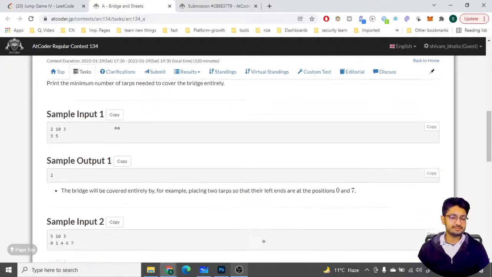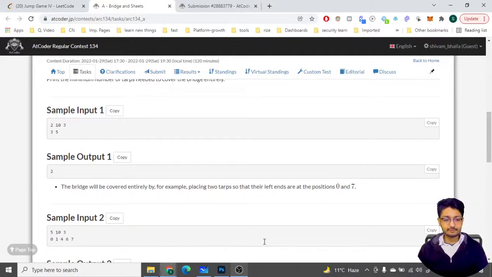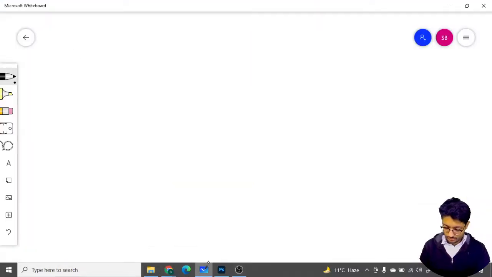Now what you can see here is that the problem statement has an input where we have already placed two boards, starting from the point 3 and 5, and there's a total bridge of length 10 and each board is of length 3. So let us draw it out to visualize it more clearly. So 2, 10, 3, and the points are 3 and 5.